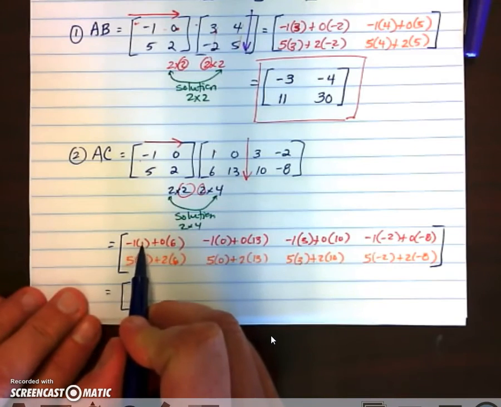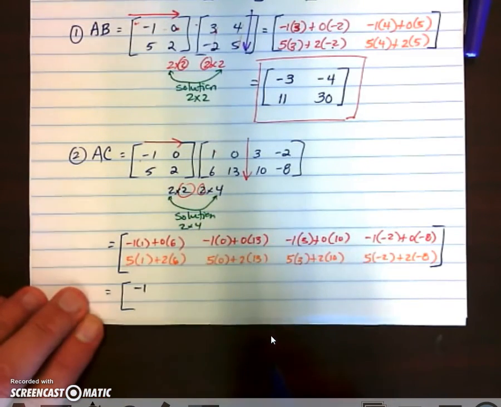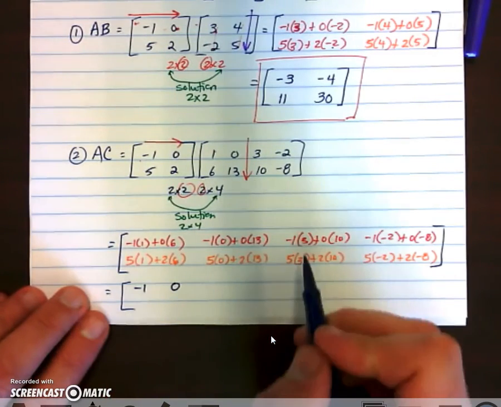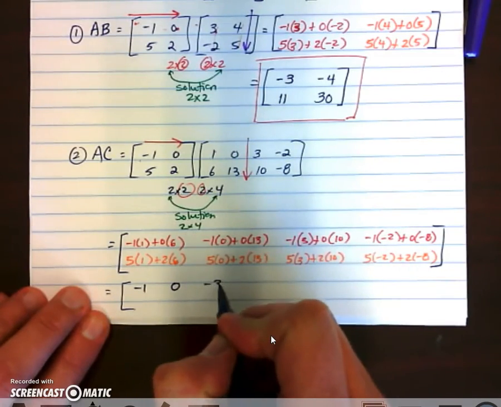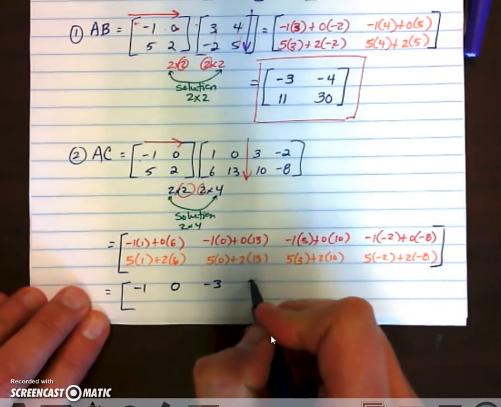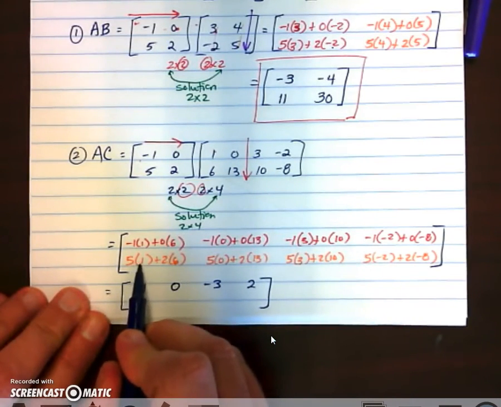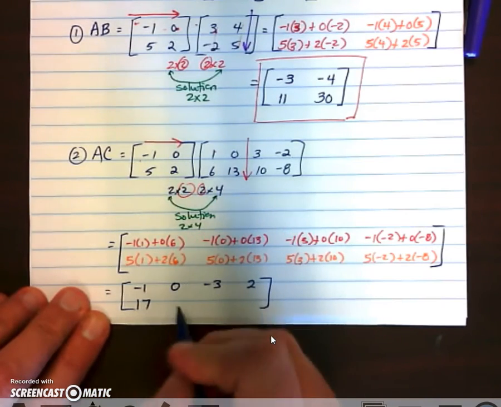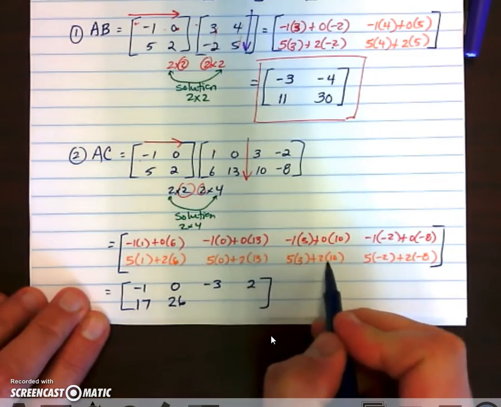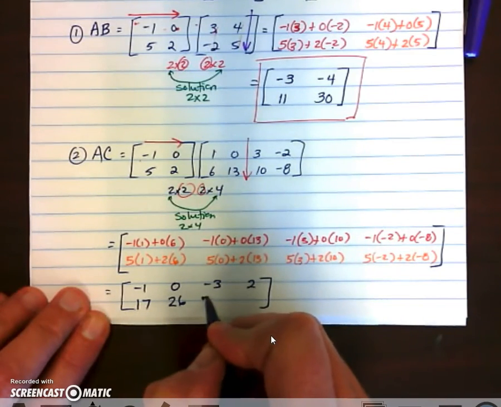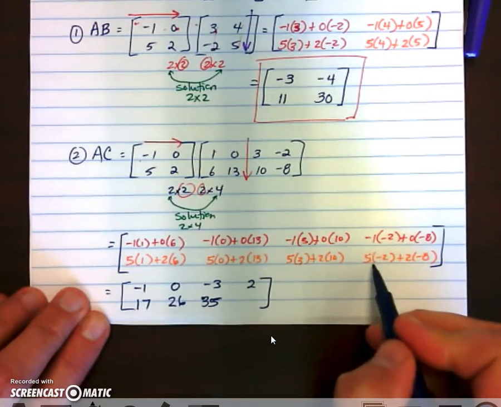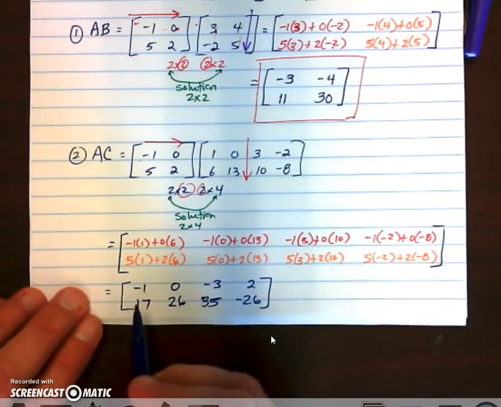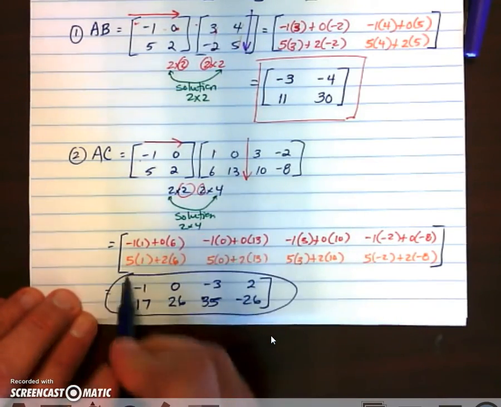So let's see. Negative 1 times 1 is negative 1, plus 0, that's just going to be negative 1. Negative 1 times 0, plus 0 times 13, that's going to be 0. Here, negative 3 plus 0 is negative 3, and here we end up with positive 2. And then here, we get 5 plus 12, which is 17. Here we get 0 plus 26, that's 26. 15 plus 20 is 35. And then here, negative 10 and negative 16 is negative 26. And that is my final answer.